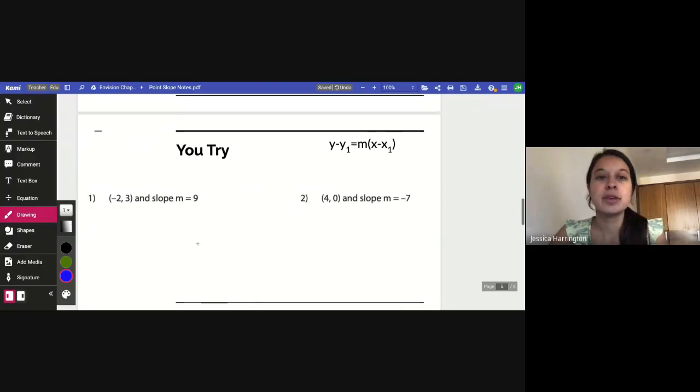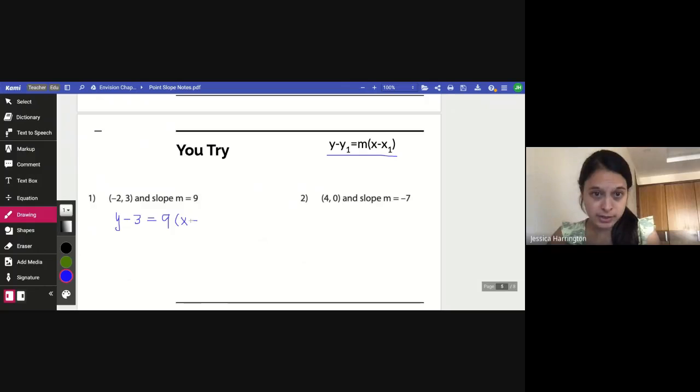All right, let's try these. Slope is 9, x1 is negative 2, y1 is 3. So y minus, well, y1 is 3, equals, the slope is 9. I'm just using this up here to help me. Then I have my parentheses, x take away x1. So x take away negative 2. I'll put that in parentheses. Now the only thing I need to do is get rid of those two negatives next to each other. So I get y minus 3 equals 9, this is still x, and then negative times a negative just becomes plus 2.